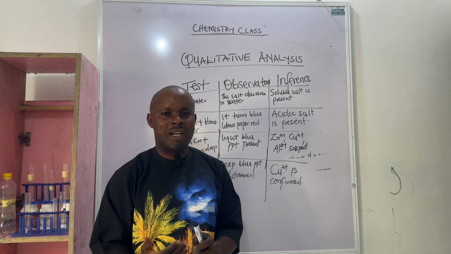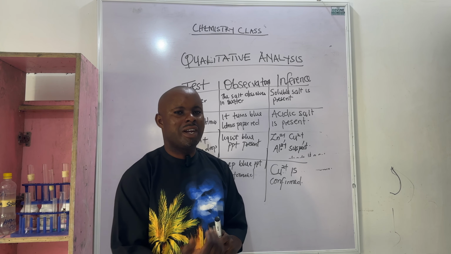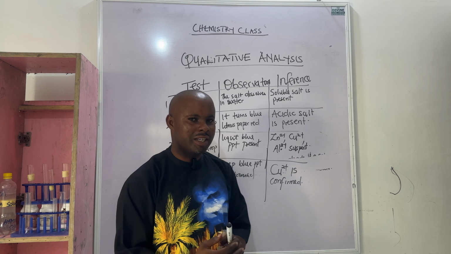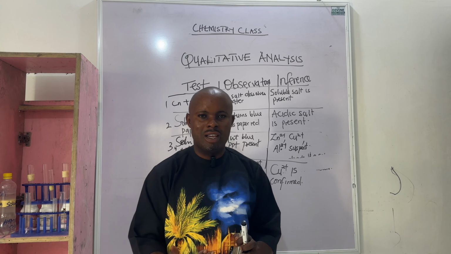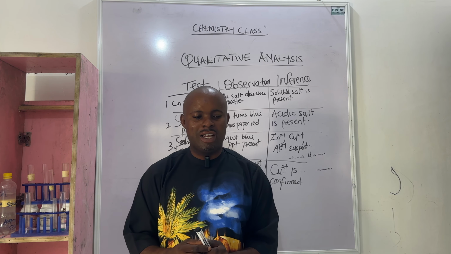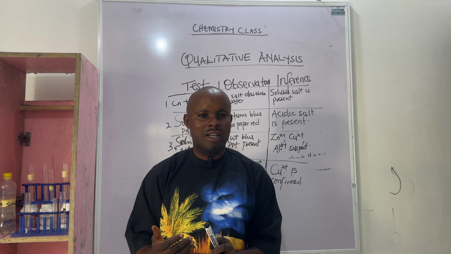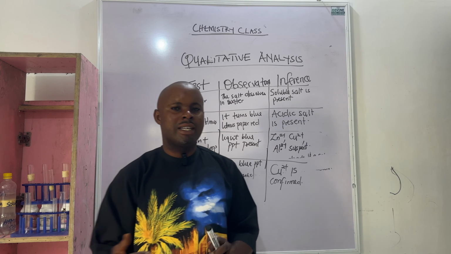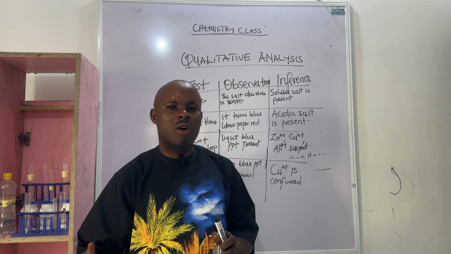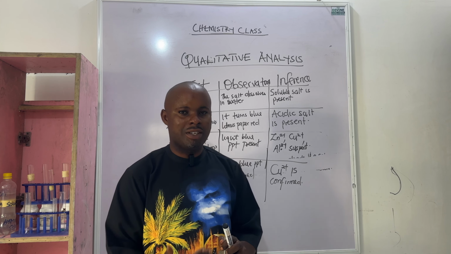In this aspect, we're going to run through different analyses. We have been able to identify one of the cations. Now let's move to a different salt that contains an anion, so that we can identify these steps. But generally, this is the step through which you can identify these ions. It's a very simple step.